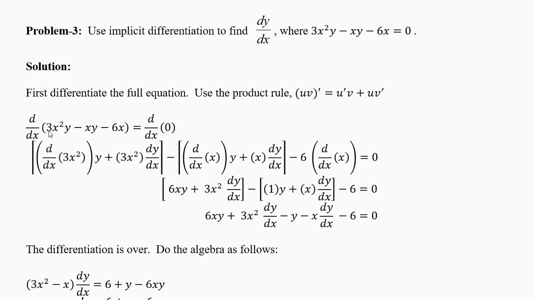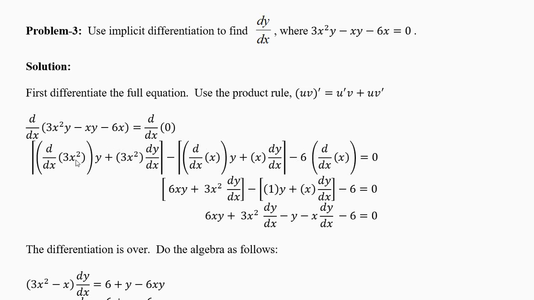Now use product rule. uv whole prime is u prime v plus uv prime. So u equal to 3x square, y equal to u. In all the questions, y equal to u in this topic. Now look at this square bracket. One square bracket for 3x square y. Copy the minus, one square bracket for xy. Now differentiate on the left, differentiate on the right. For 6x we don't have to put any big brackets, but I have put them.